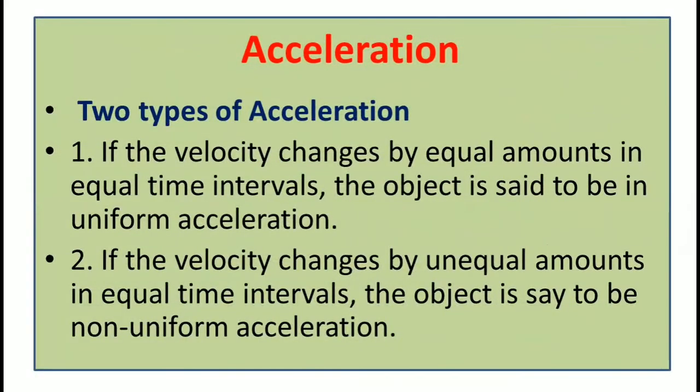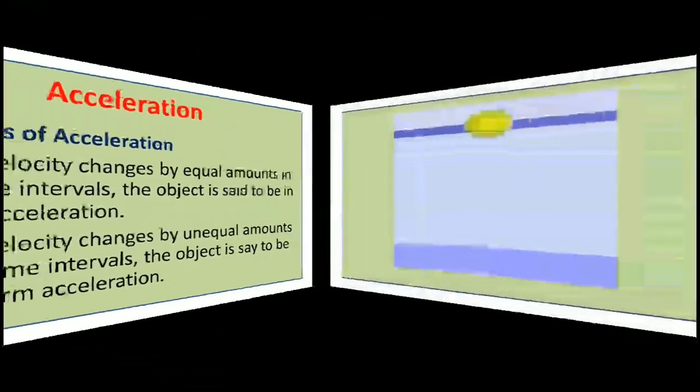Then we come to acceleration. Acceleration has two types. If the velocity changes by an equal amount in equal time intervals, the object is said to have uniform acceleration. If the velocity changes by an unequal amount in equal time intervals, it is said to have non-uniform acceleration. This is an example of uniform acceleration.